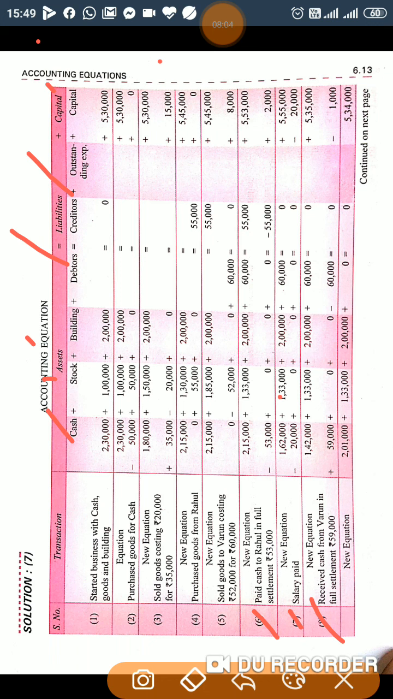Again, Varun is a debtor for us right now, and right now he is making payment. So cash is increasing, cash is already written, debtor is already written, but at the same time we are allowing discount, which is a loss for the business, and it should be deducted from the capital. Capital is also mentioned. Now next, there are 12 transactions.